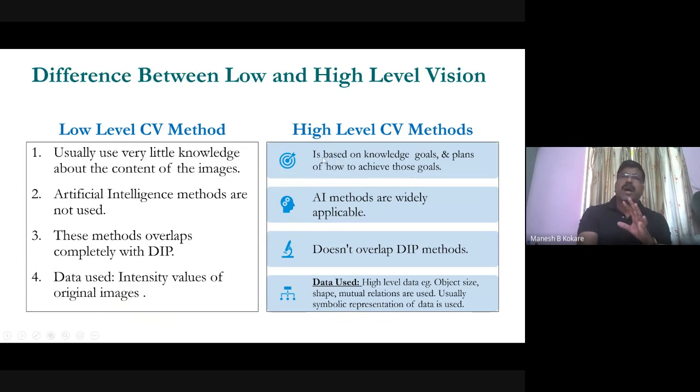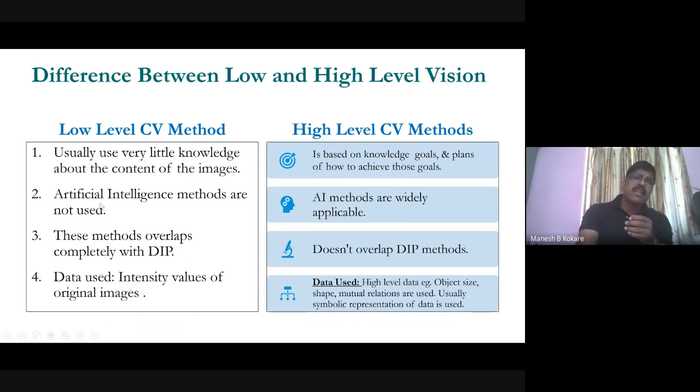But in the case of high-level image processing, it is based on knowledge, goals, and plans of how to achieve those goals and so on. So this kind of thing is not there in low-level vision. Low-level vision is basically early vision, where you are making the pattern or object suitable for high-level image processing or high-level computer vision and so on.